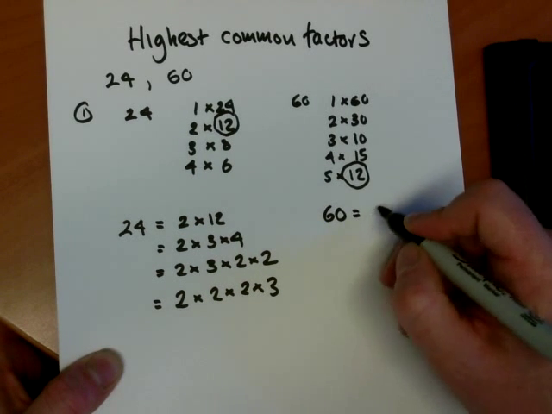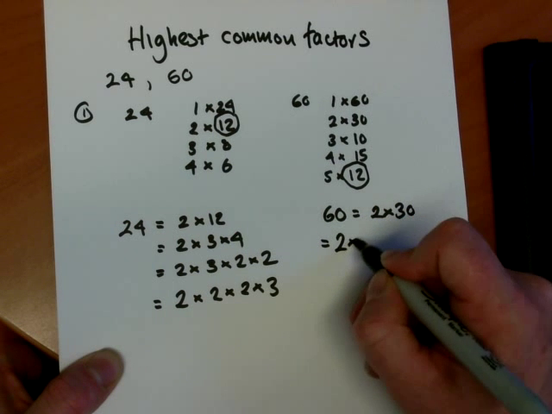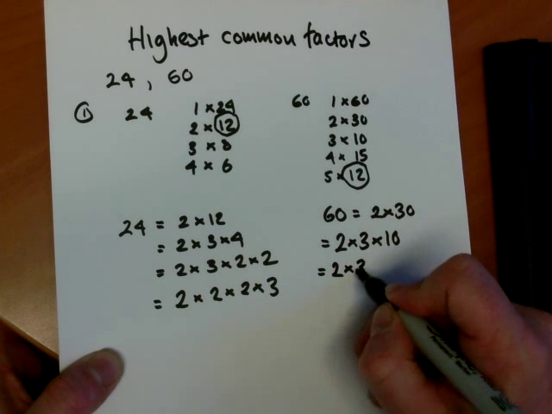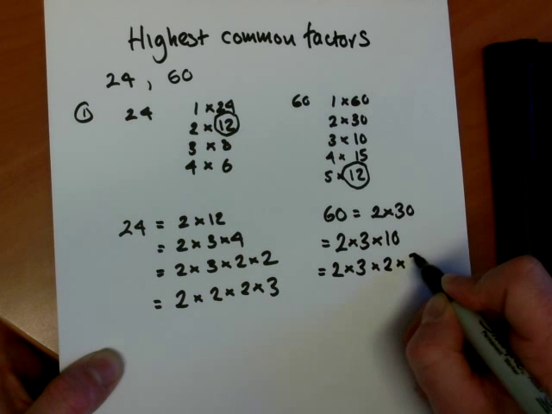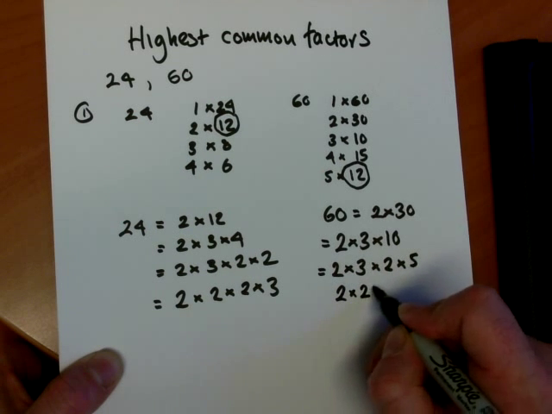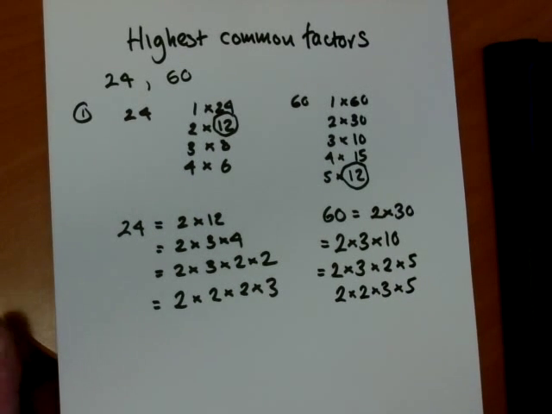Now 60 equals 2 times 30 equals 2 times 3 times 10 equals 2 times 3 times 2 times 5. I'll now put that in order. It's 2 times 2 times 3 times 5. So they're written as products of primes.